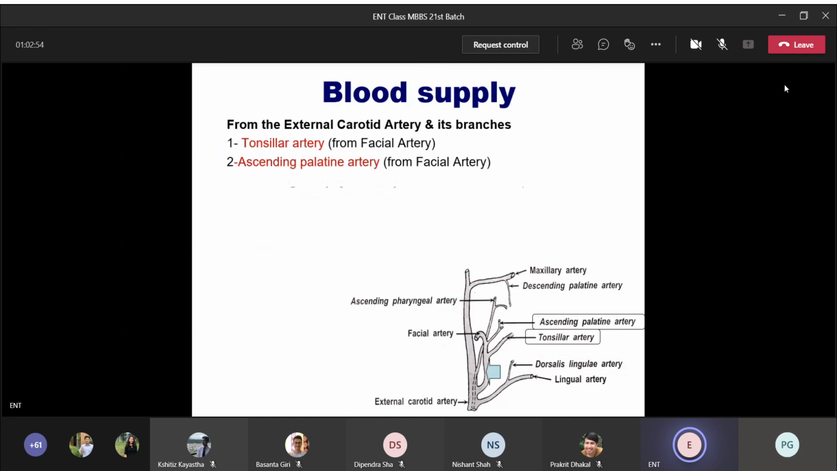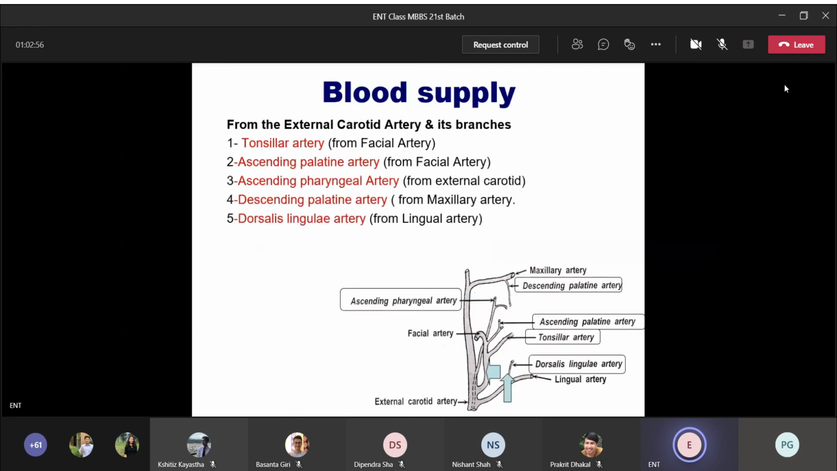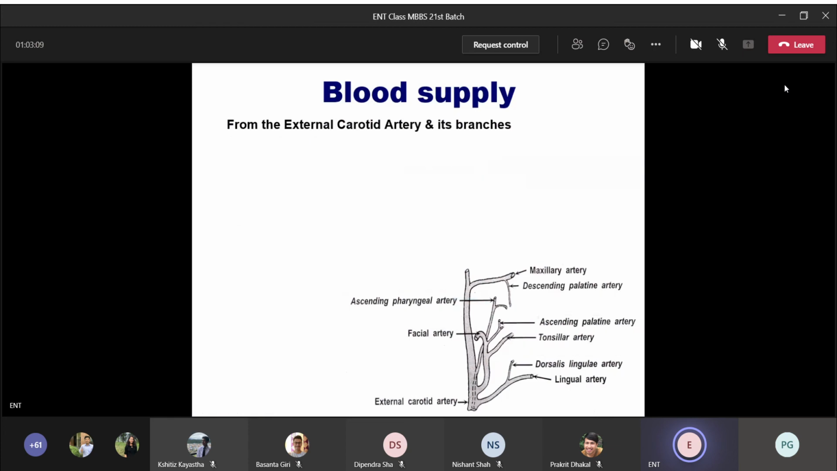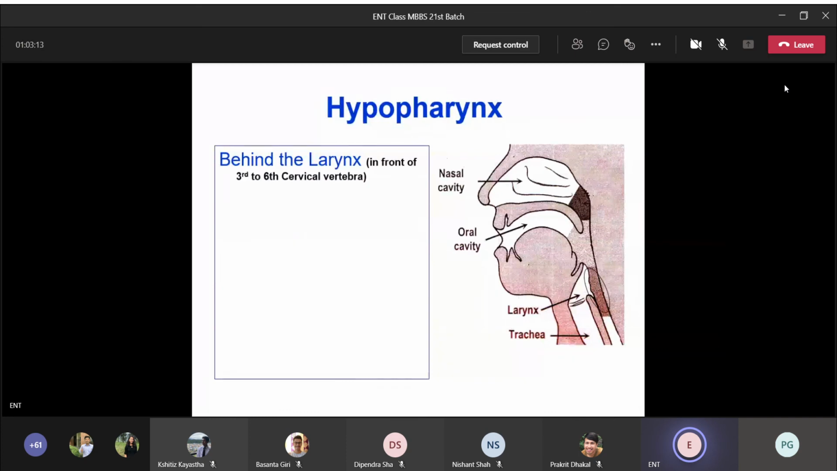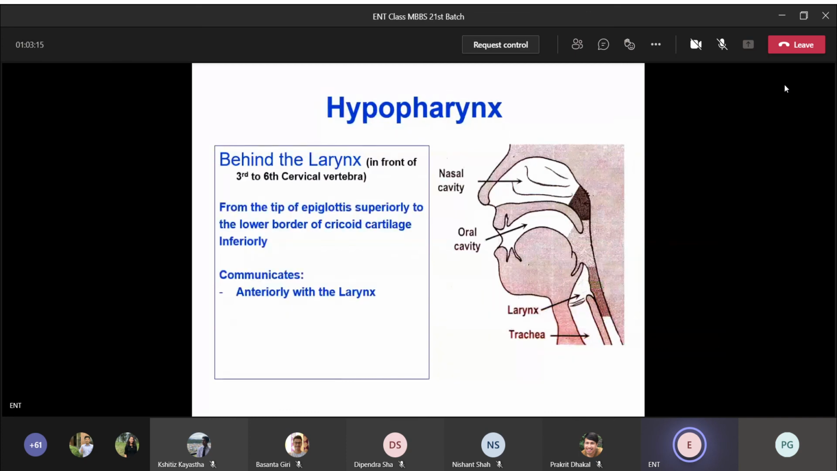Just remember this supply of the tonsil, this artery is very important, this slide. And the other is, just remember the anatomy, where it lies.